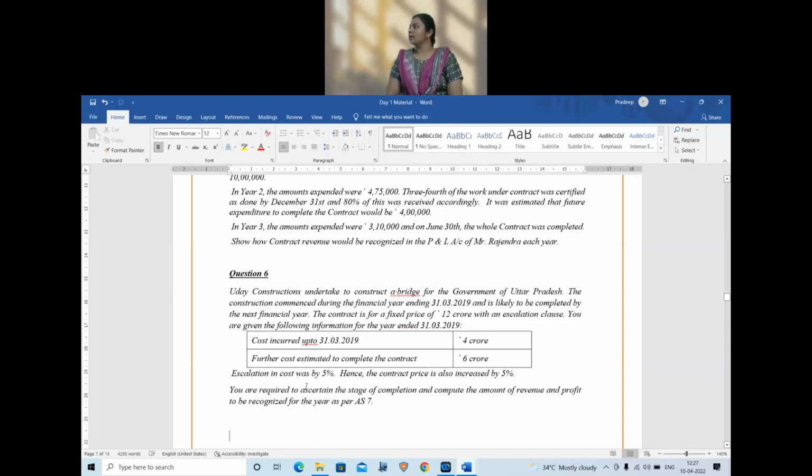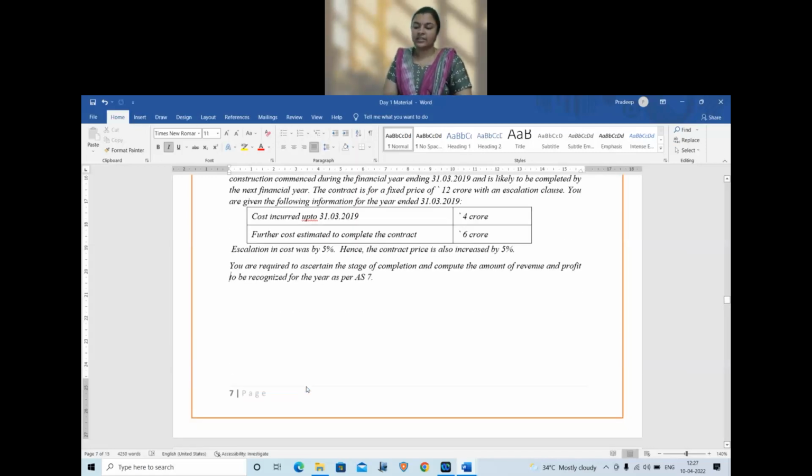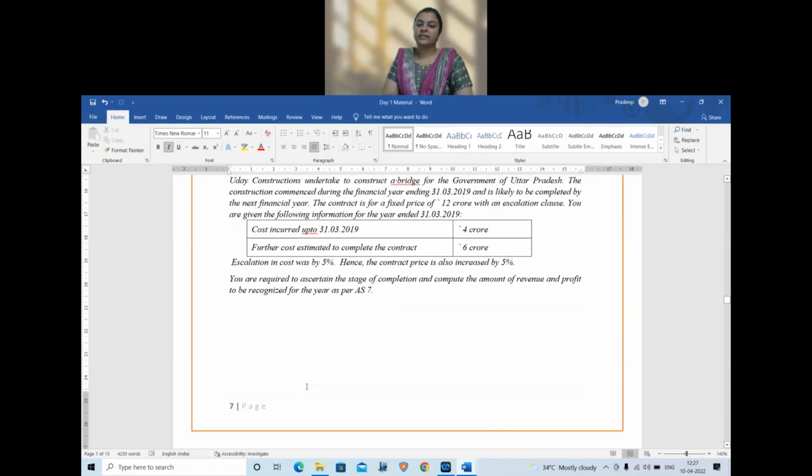Question number 6. Uday Constructions undertake to construct a bridge for Government of Uttar Pradesh. The construction commenced during the financial year ending 31/3/19 and is likely to be completed by the next financial year. The contract is for a fixed price of 12 crores with an escalation clause. So with a revision here.